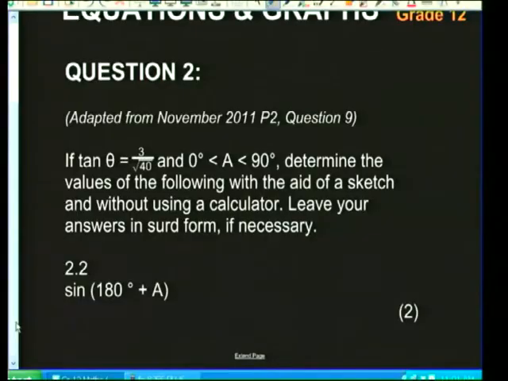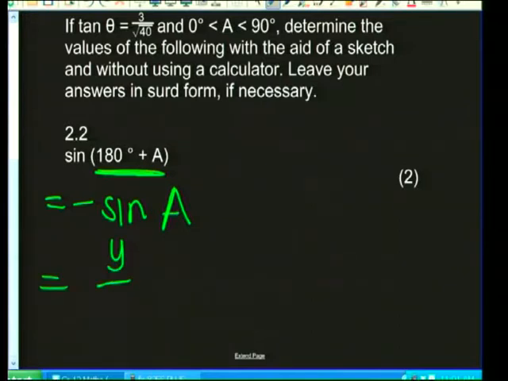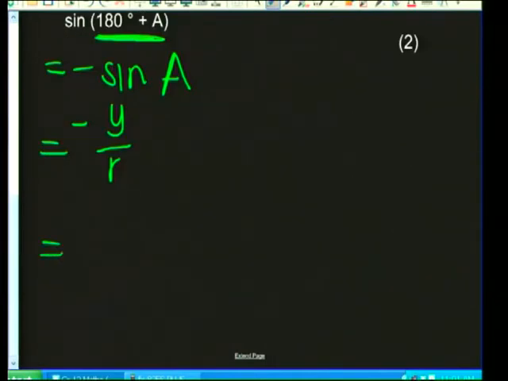The second question is a continuation of the first question, so we still need our sketch. It says find sine of 180 plus A. So this is your reduction formula, so you first have to reduce that. Sine is negative in this quadrant, so that becomes minus sine A. We know that sine is y over r. Let's not forget our negative. Our y was 3 and our r is 7. And that's our answer.